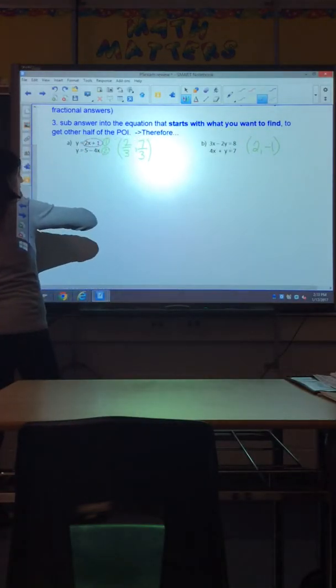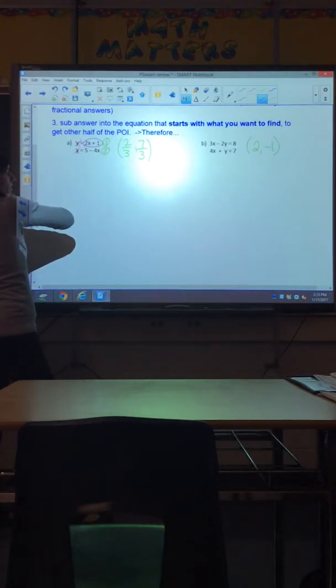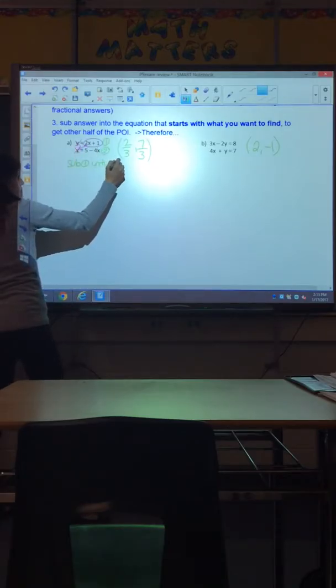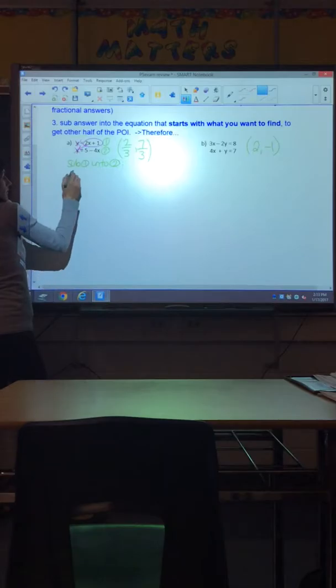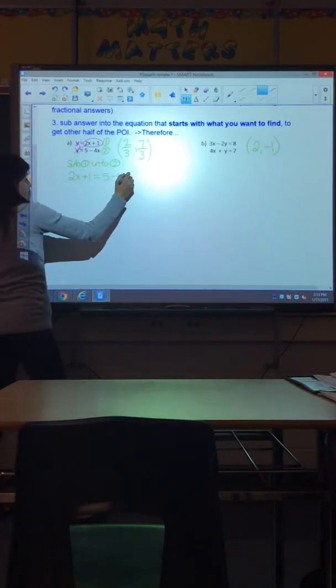This is going to replace the y. The y is not there anymore. Where's the other y? That one's also not there, and this is going to go in its place. So when I substitute, I'm going to write down sub 1 into 2 because I put the first equation into the second one. And I'm going to write it out together. 2x plus 1 equals 5 minus 4x.